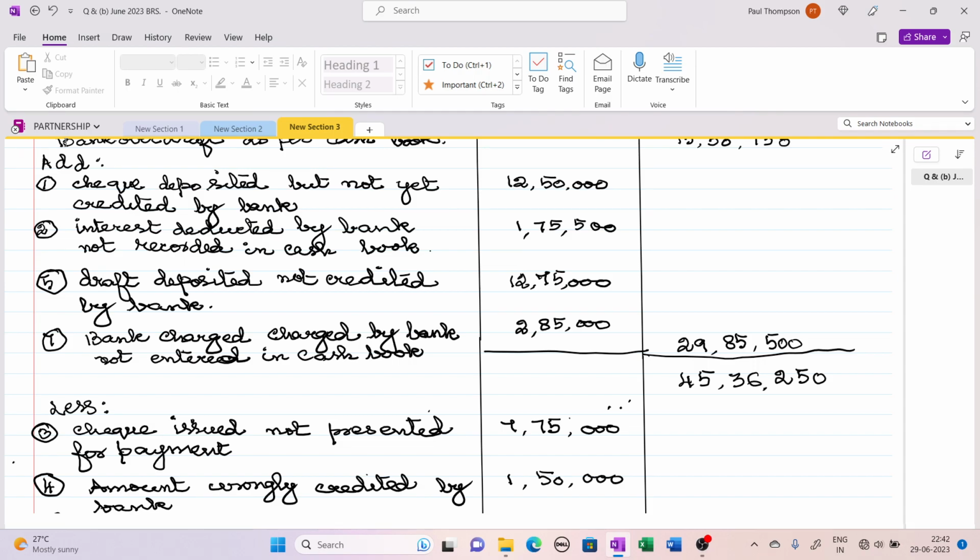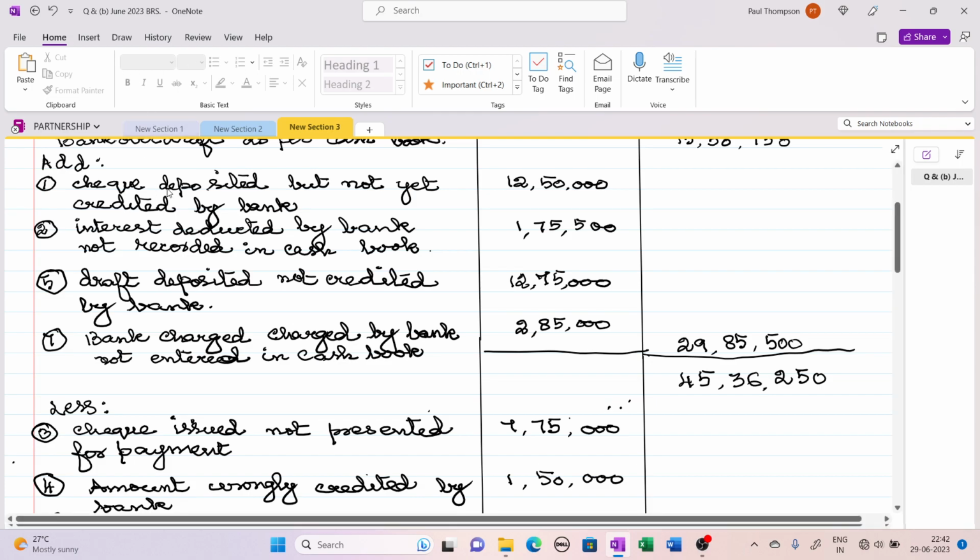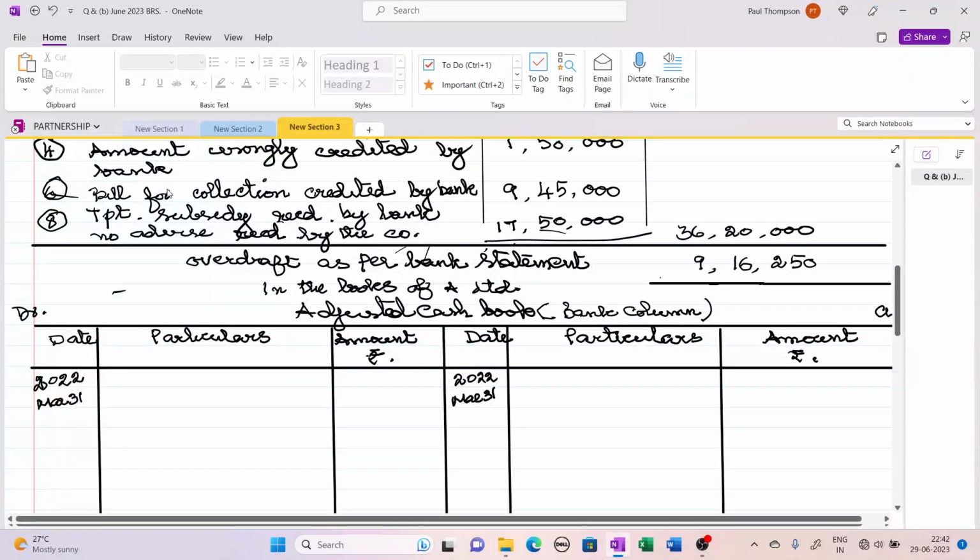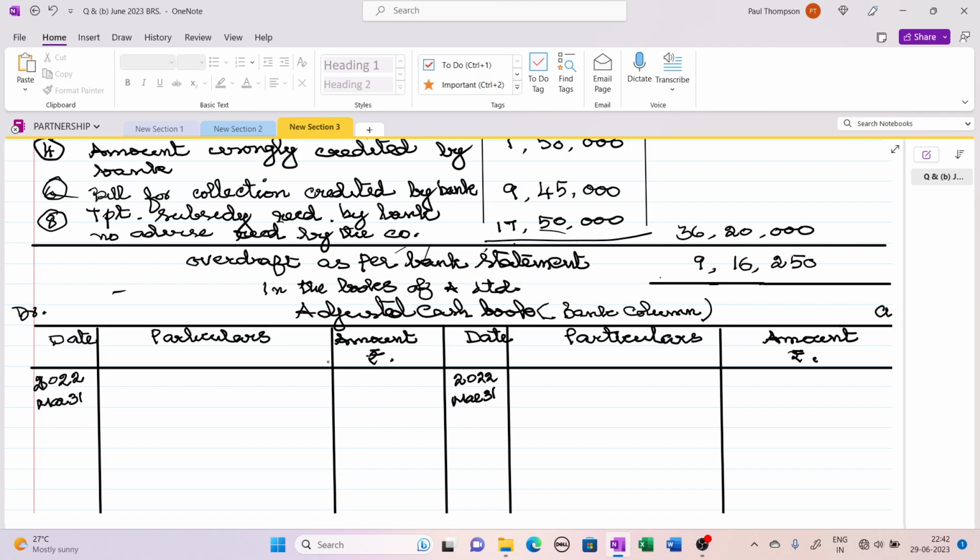So in this question, 4 items will be appearing in your BRS: cheque deposited, then draft deposited, cheque issued, and amount wrongly credited. So we are left with only 4 items. So when you prepare the adjusted cash book, what will happen? We will be taking this balance. So write it as in the books of A Limited, adjusted cash book, bank column only, because it is an overdraft. So the balance will appear on the credit side by balance brought down.